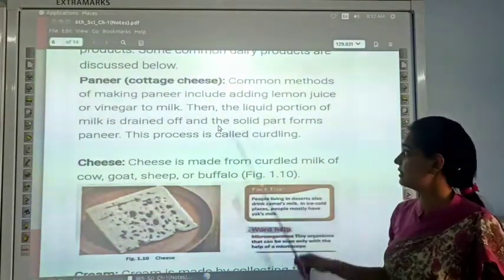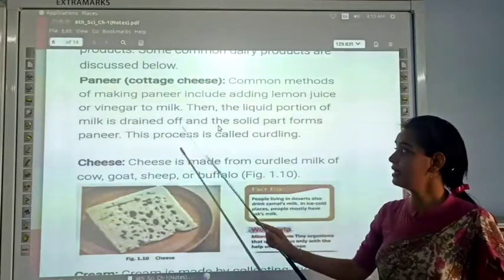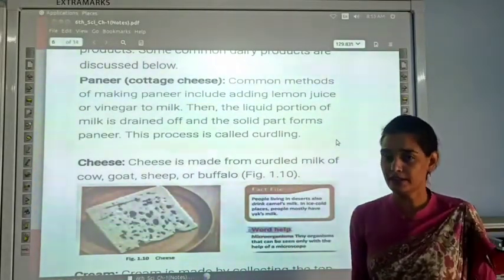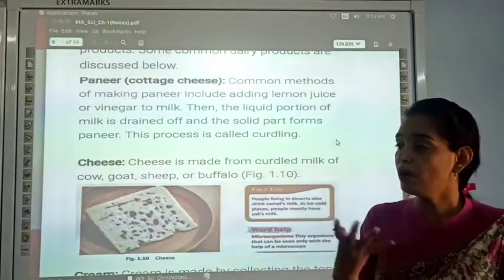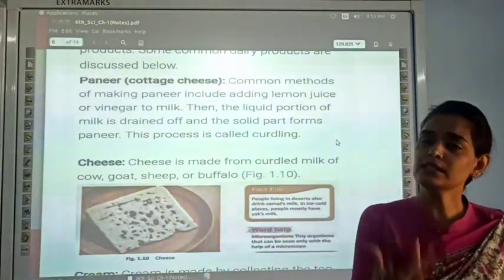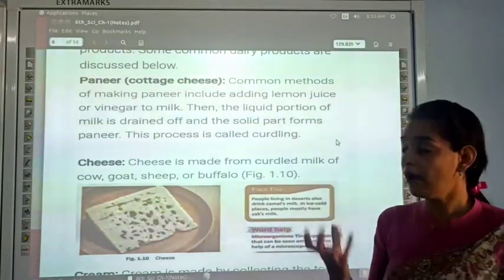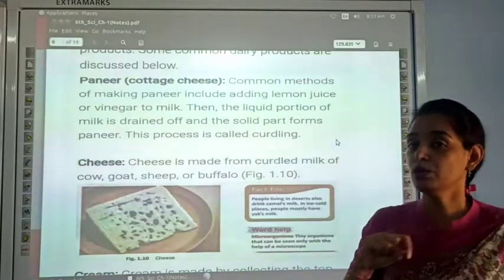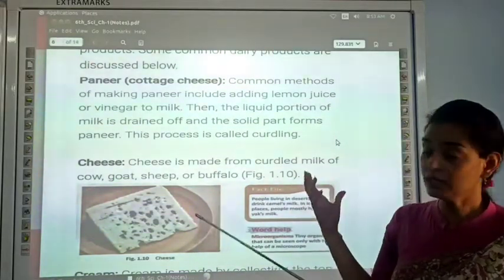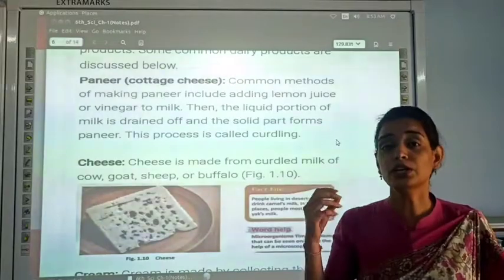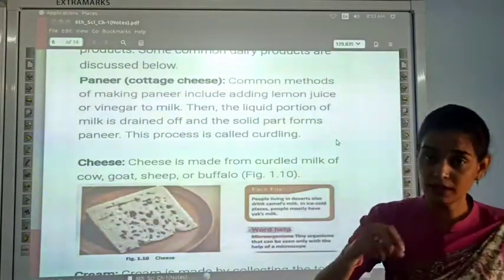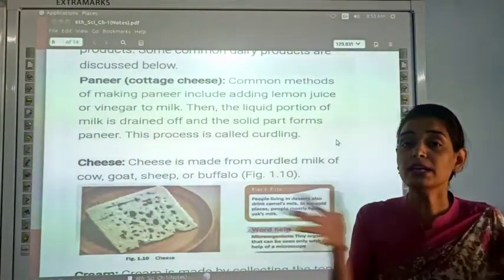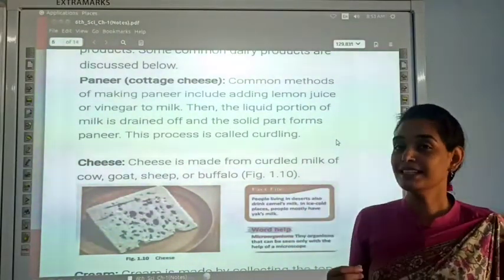Common method of making paneer includes adding some lemon juice or some vinegar into it. When you boil the milk, when it is completely boiled on the high temperature, you can add 1 cup of vinegar into the 1 kg or 2 kg milk, or you can add 3 to 4 spoon of lemon juice into the milk.